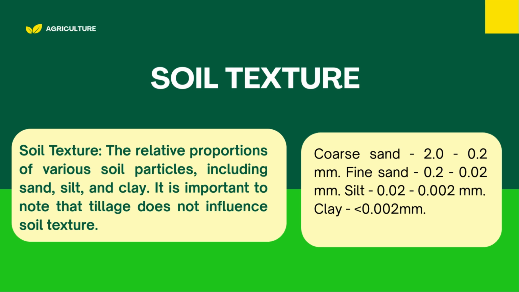Soil texture. The relative proportions of various soil particles, including sand, silt, and clay. It is important to note that tillage does not influence soil texture. Coarse sand 2.0 to 0.2 mm. Fine sand 0.2 to 0.02 mm. Silt 0.02 to 0.002 mm. Clay less than 0.002 mm.